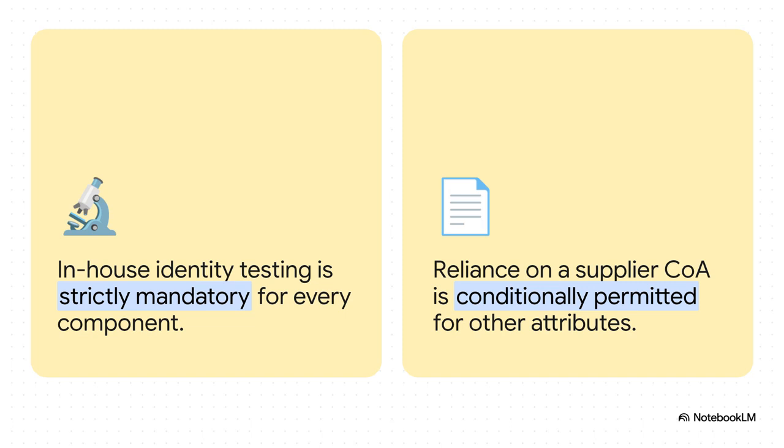However, for other attributes like assay, purity, and conformity, there is conditional reliance. You can rely on a Supplier Certificate of Analysis, or COA, but only if that supplier has been fully qualified by your quality unit. So the overarching takeaway here? You can outsource the testing of certain attributes via a COA, but conducting your own identity testing is an unyielding requirement.